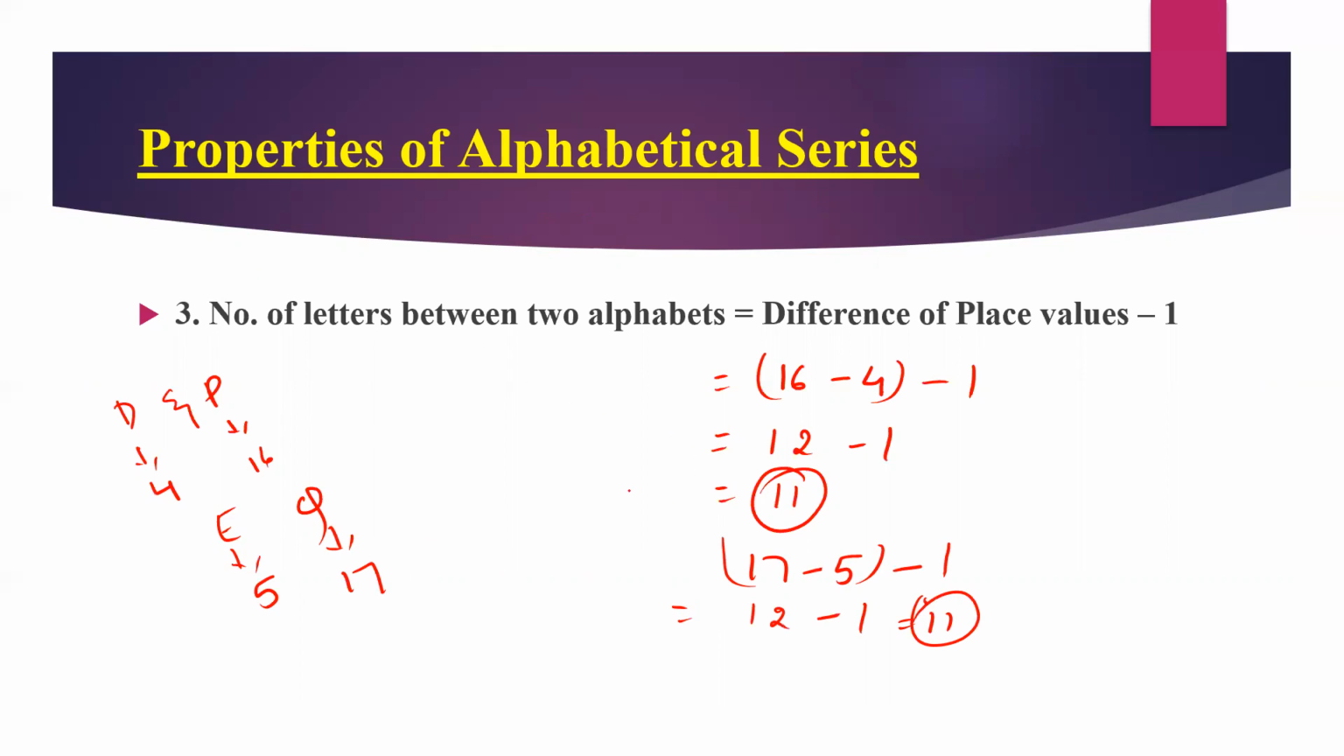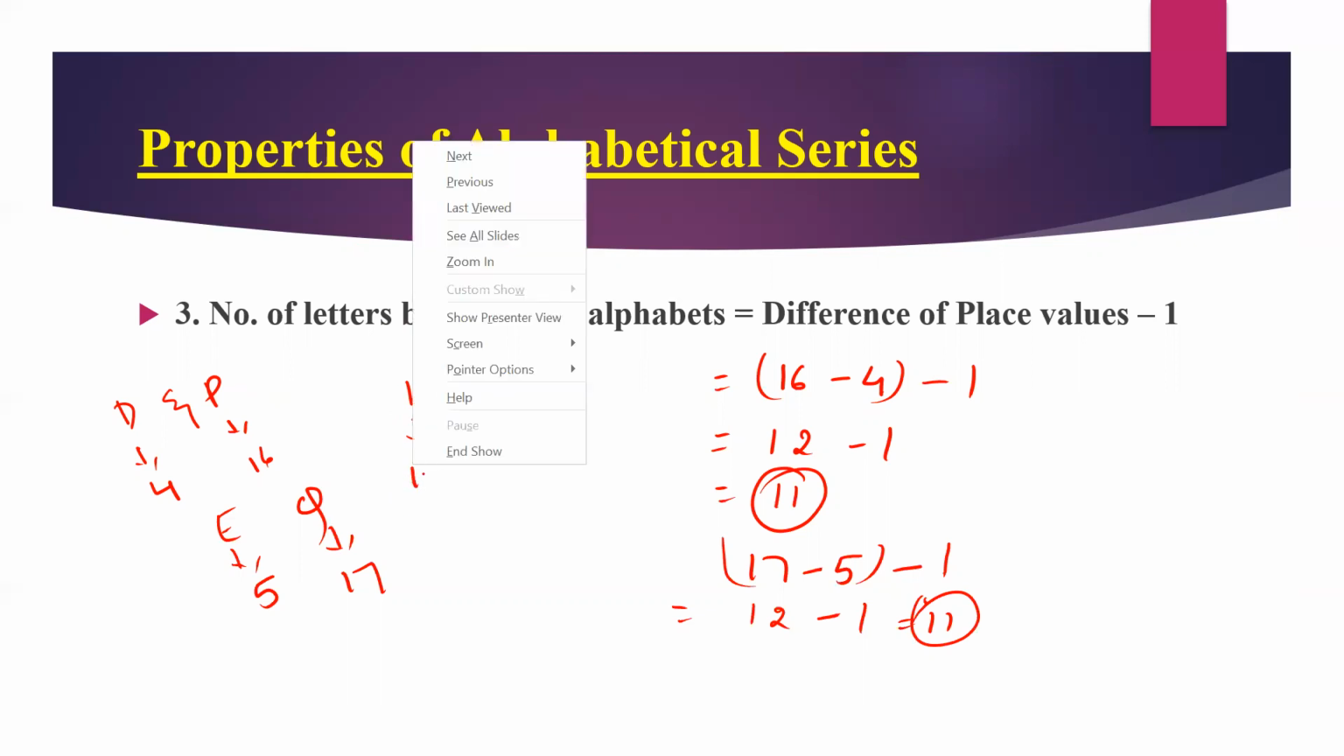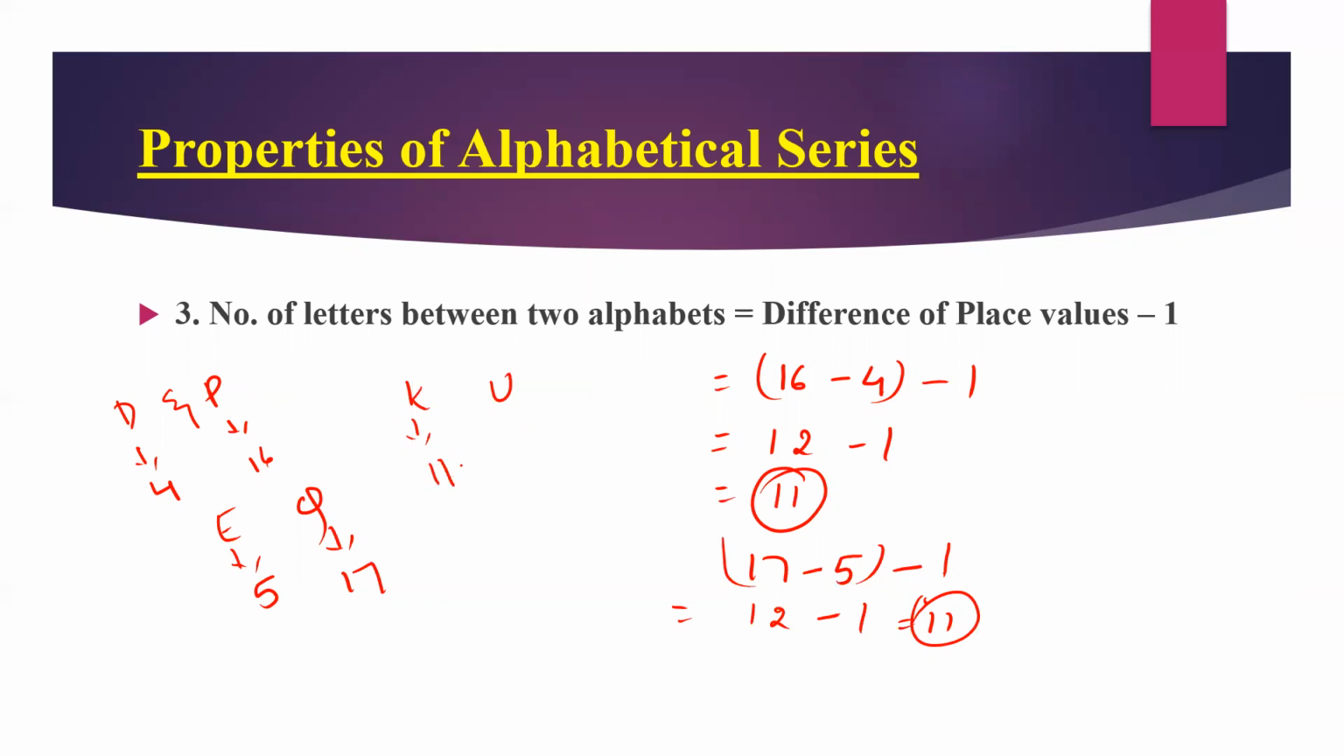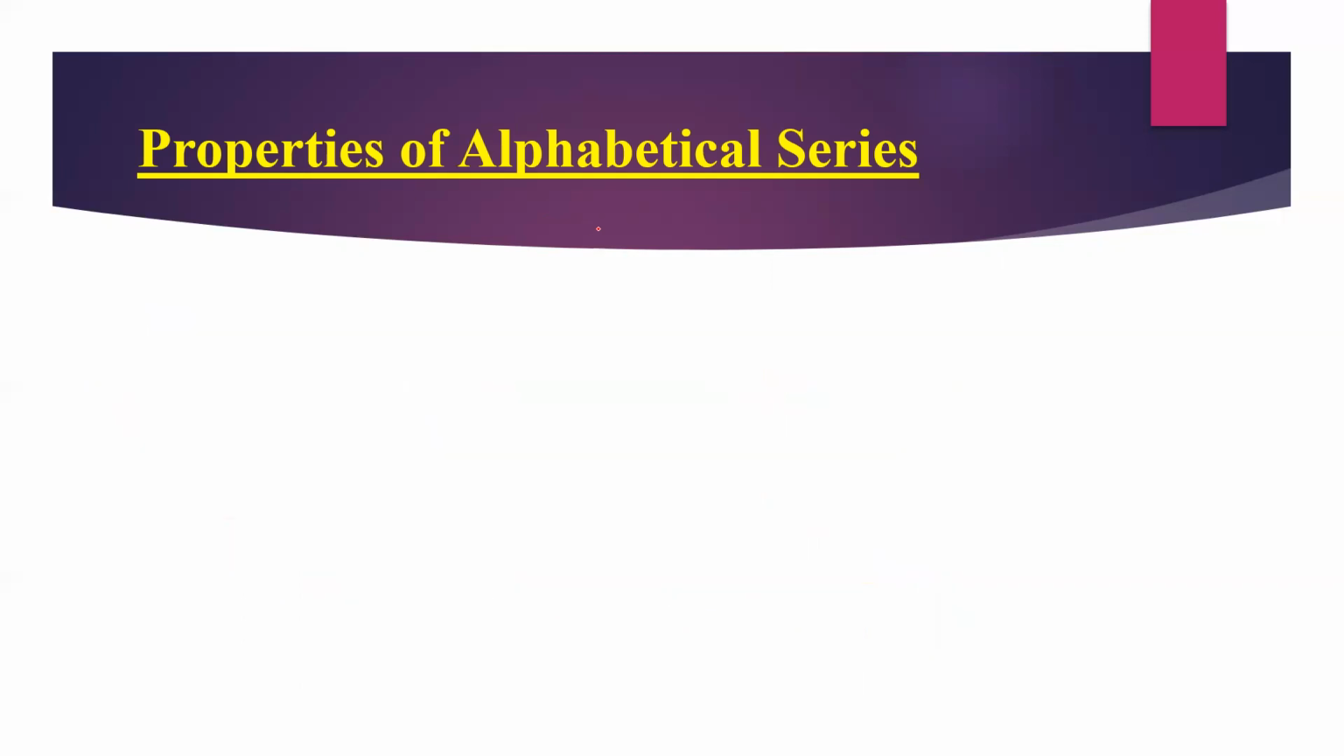Coincidentally, both times we get 11, but it is not always true that you will get 11. Suppose you need to find between K and U. What is the place value of K? It is 11. And what is the place value of U? It is 21. What is their difference? 10 less 1, and it is equal to 9. So there are 9 letters between K and U. I hope this property is clear to you.